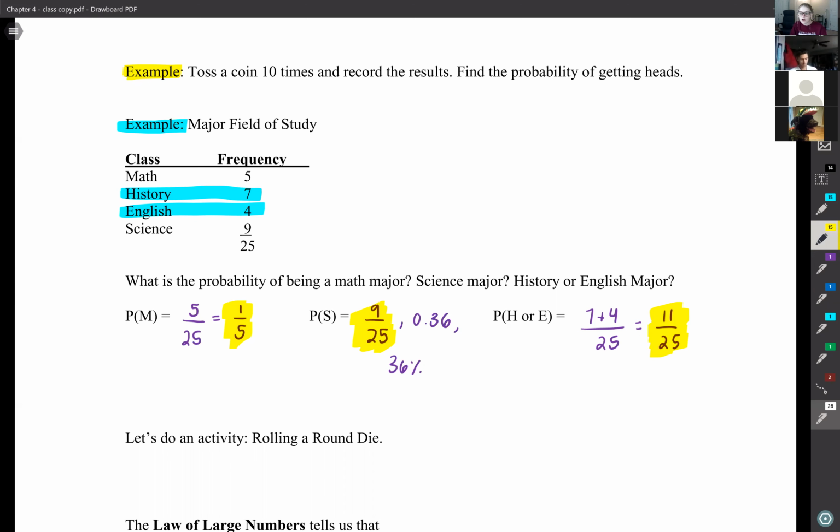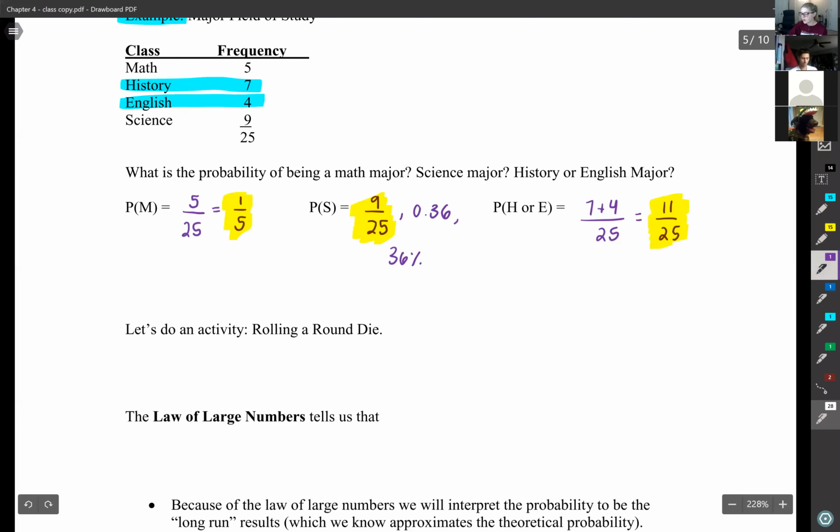Okay, any questions on this so far? All right, great. There's a thing here that says let's do an activity, and I'm gonna say let's not. So let's not do an activity.